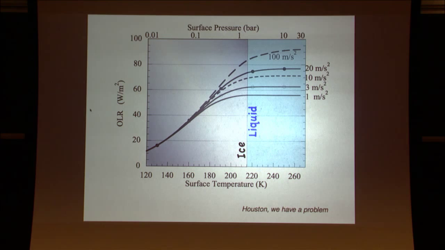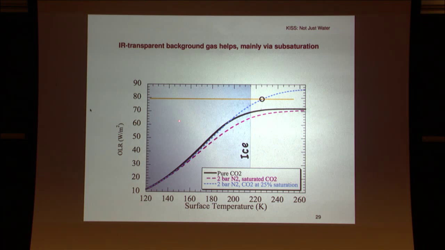But if you put in nitrogen, an infrared transparent background gas, that actually does two things. First of all, through changing the vertical structure, through changing the adiabat, it has the potential to move the flat part of the curve off to the right. For nitrogen, it actually doesn't do that. If the CO2 is still saturated in the nitrogen, it doesn't increase your window very much, just a little bit. This is the saturated CO2 in a nitrogen background. So this is liquid out here.